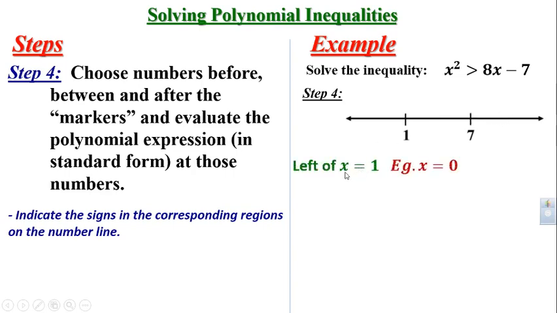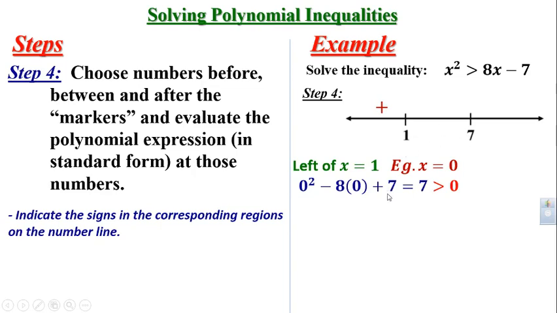So what we're going to do, we're going to try a number to the left of 1. So for example, we can try 0, and we plug it into the standard form expression, x squared minus 8x plus 7. 0 squared minus 8 times 0 plus 7 gives you 7, which is positive, which means any number to the left of 1 will give you a positive result for that expression.